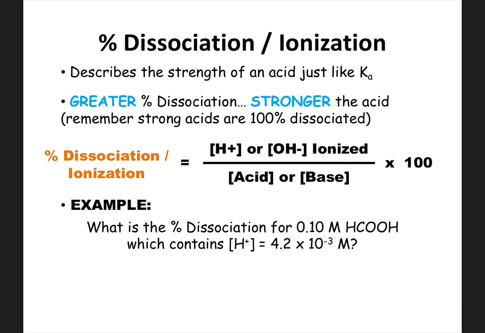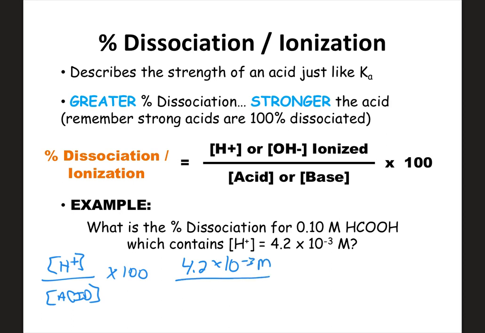So let's look at this pretty easy example here to start. This says, what is the percent dissociation for 0.10 molar HCOOH, which contains a concentration of H plus being equal to 4.2 times 10 to the minus third molar. So this is an acid. To determine the percent dissociation, we're going to take the concentration of the H plus over the concentration of our acid and times 100. They gave us the concentration of H plus to be 4.2 times 10 to the minus third molar, and this is going to be over the concentration of the acid, which is 0.10 molar, times 100.